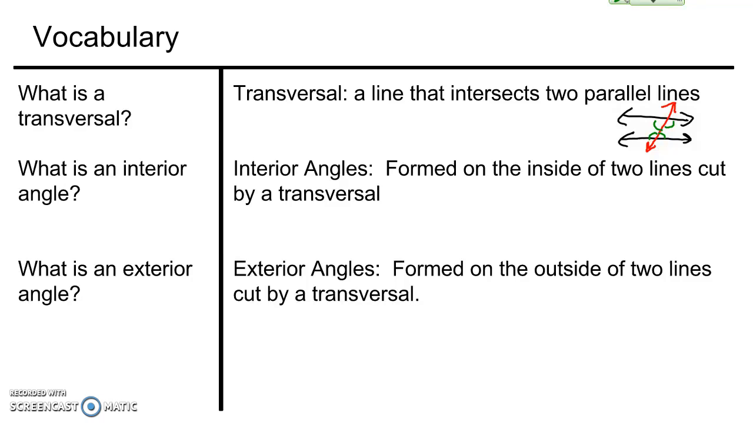And then third, what is an exterior angle? They are formed on the outside of 2 lines cut by a transversal. So when we use color, it would be this angle, this angle, this angle, and this angle. So you may want to color code your picture like I did so that it gives you a visual of where the different types of angles are. Okay, so transversal is the red line cutting the 2 parallel lines. Interior angles are the 4 angles in between the parallel lines. And then the exterior angles are the 4 angles outside the parallel lines.